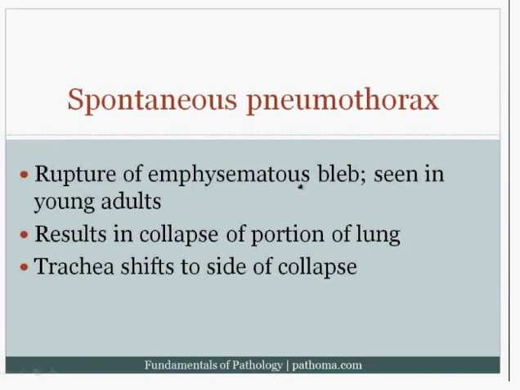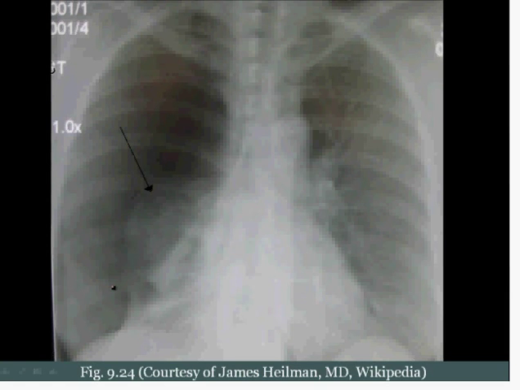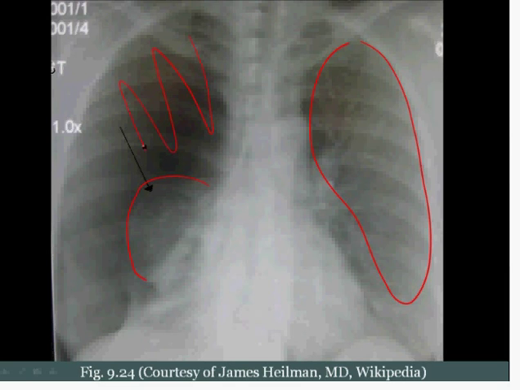One type of pneumothorax is a spontaneous pneumothorax. This is usually due to rupture of an emphysematous bleb, classically seen in young adults. This results in collapse of a portion of the lung, with the trachea shifting to the side of the collapse. Here's a perfect picture that illustrates that. This is the normal lung on this side, and you can see that on this particular side the lung has actually collapsed and the thorax is full of air, hence the term pneumothorax.